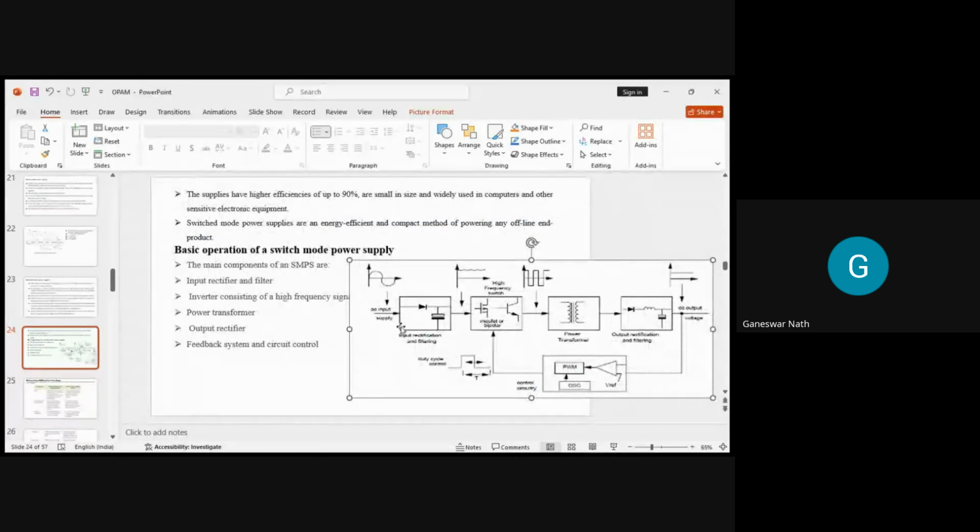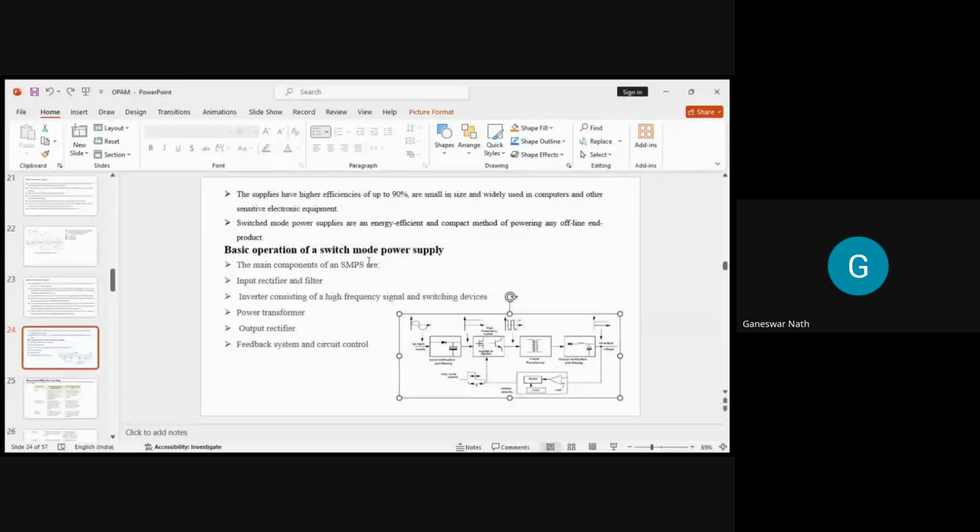Here you can find a simple AC input supply. Then we have the input rectification and filtering, which gets fed to the high frequency switch. Then from that high frequency switch there is power transmission through the power transformer, and from the transformer it goes to the output rectification and also the filtering. At the same time, we have the control circuit for power. So this is the simple block diagram of an SMPS.